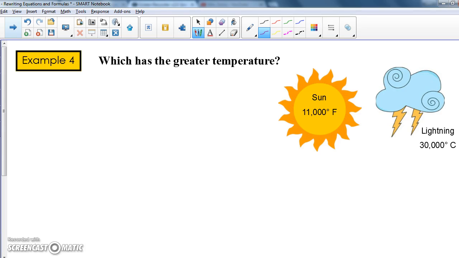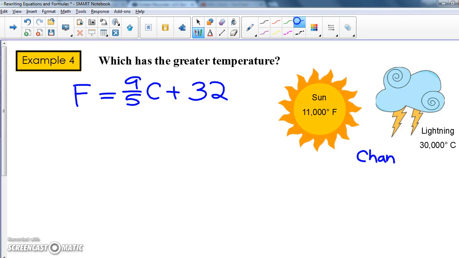So let's take a look here. What we're going to do, we're going to use the formula that we just got from the previous example. Okay, so I'm going to write our Fahrenheit formula, and that's F equals 9/5 C plus 32. And then what I'm going to do, I'm going to change the lightning from Celsius into Fahrenheit. Okay, so I'm changing this to Fahrenheit, so this way they're both in Fahrenheit, and then I can compare them.